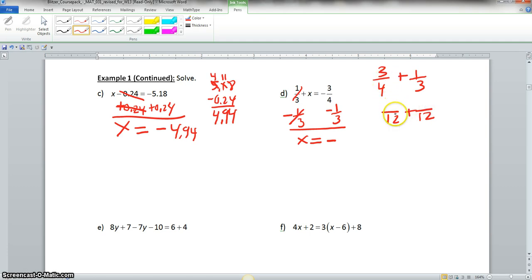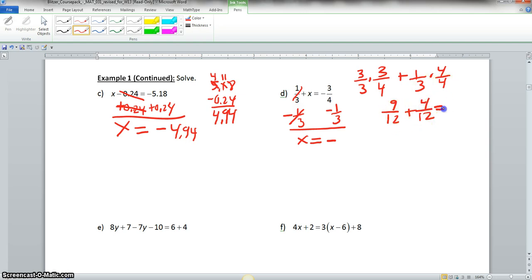Now we have to find our new numerator. And what we could do is take the new denominator divided by the old denominator. 12 divided by 4 is 3. So we'll multiply this numerator and denominator by 3. And then here 12 divided by 3 is 4. We'll multiply the numerator and denominator by 4. 3 times 3 is 9. 3 times 4 is 12. 1 times 4 is 4. And 3 times 4 is 12.